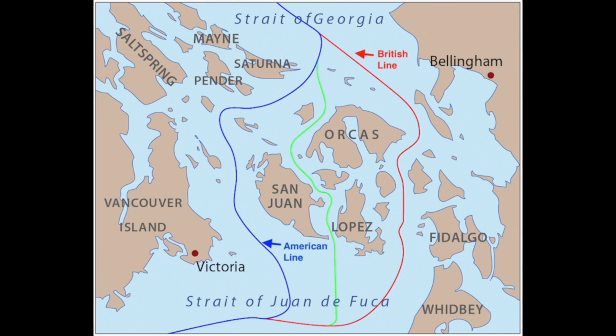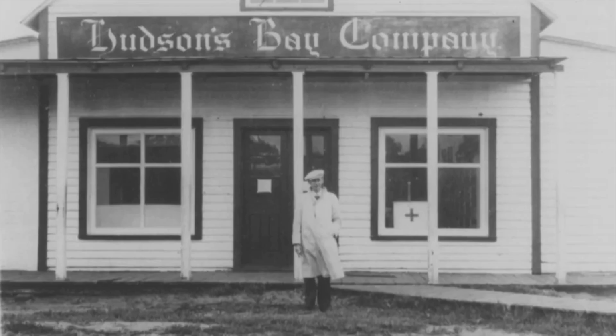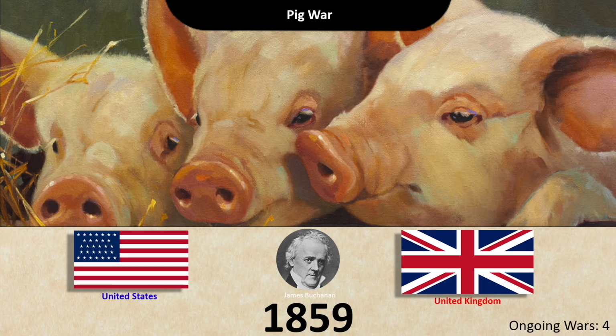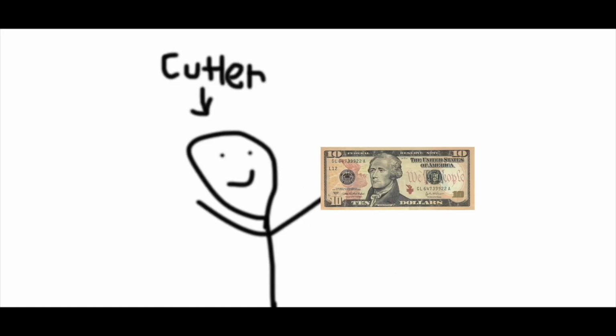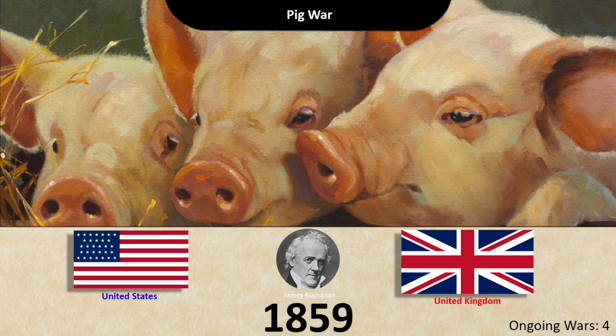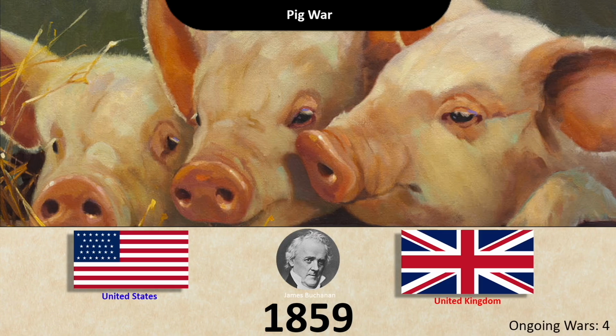And it turned out that the pig was owned by an Irishman named Charles Griffin, who was employed by the Hudson's Bay Company to run the sheep ranch on the island, and he also owned pigs that he would allow to roam freely. Now, Cutler was like, all right, that's my bad. I'll give you $10 for it. And that's like $200 today. But Griffin was like, nah. I want $100, which is like $3,000, bro.